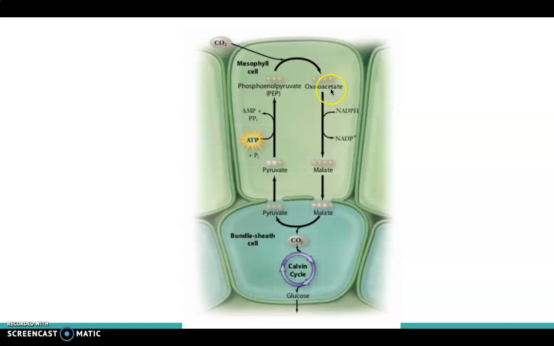Then our oxaloacetate, with the help of NADPH, is going to be converted into malate. This malate is then transferred into the bundle sheath cell. Here in the bundle sheath cell, it's going to combine with carbon dioxide and go through that whole process of the Calvin cycle in order to create glucose. Once one of those carbon molecules is cleaved from the malate, it turns into a pyruvate molecule. This pyruvate molecule then moves back into the mesophyll cell, where, with the help of ATP, it's going to turn back into a PEP, so this whole cycle can happen again.